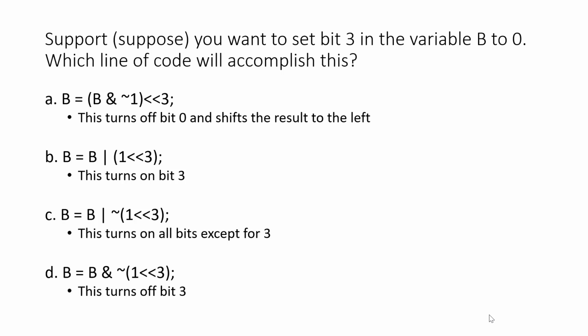And then b equals b and tilde of 1 shifted by 3. This turns off bit 3, right? So in this case, the answer is B, although when you take the quiz, it might not have been B. The answers are shuffled, right? The option enumerations are shuffled.